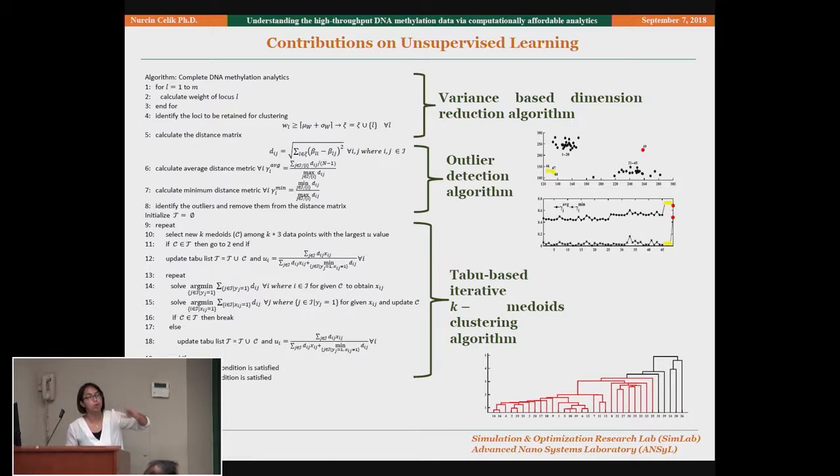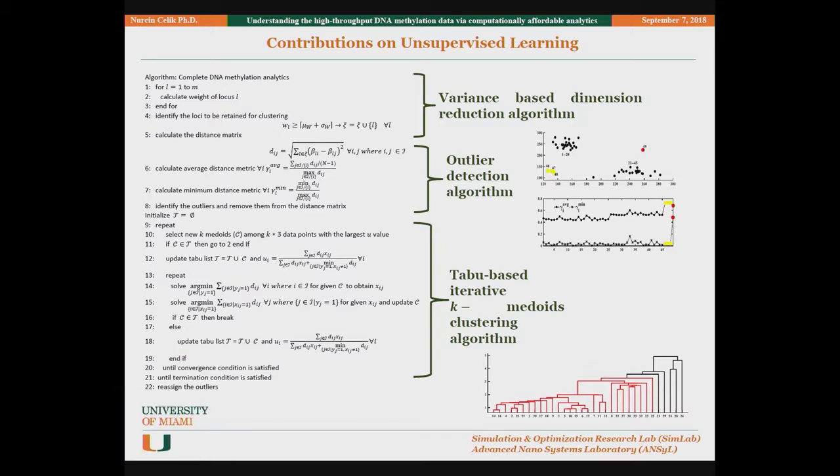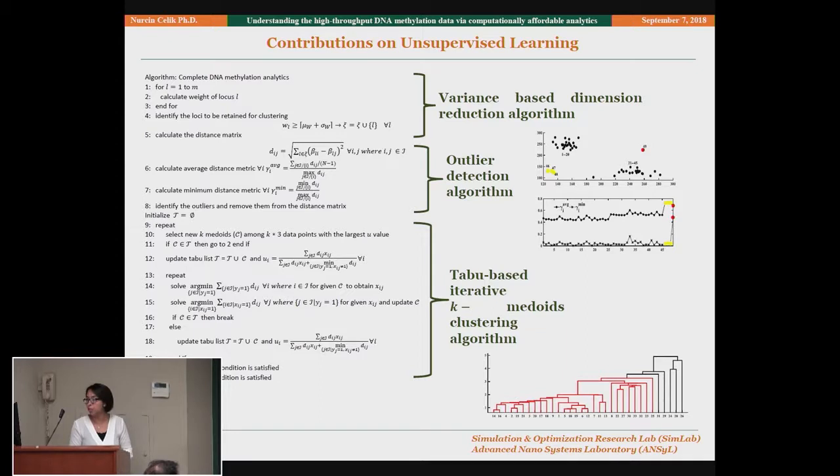In terms of our specific contributions to this problem, they are twofold. We have contributions published in the unsupervised learning as well as the supervised learning aspects. In terms of unsupervised learning, we have developed three algorithms: a variance-based dimension reduction algorithm, an outlier detection algorithm, and a taboo-based clustering algorithm. What we are basically trying to do is, in an unsupervised setting, cluster within this DNA sequence the parts that have the largest levels of DNA methylation so that we can identify them as tumorous cells as well.